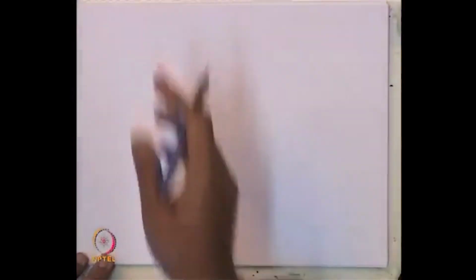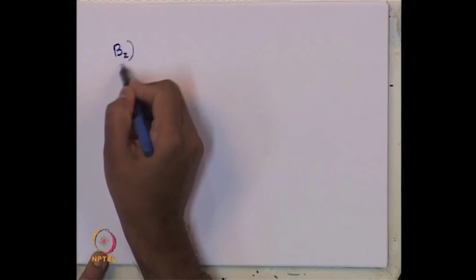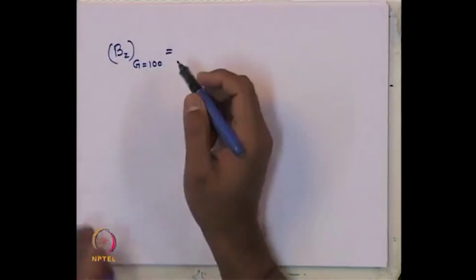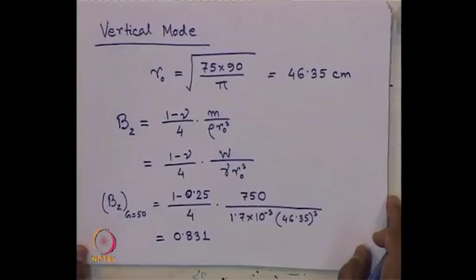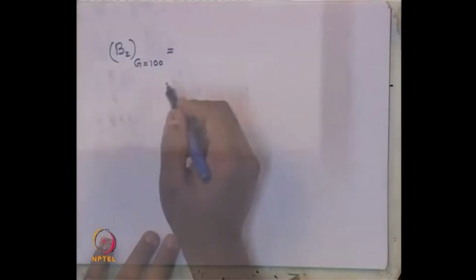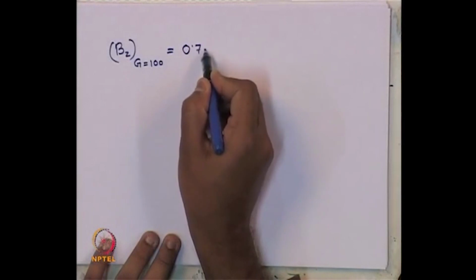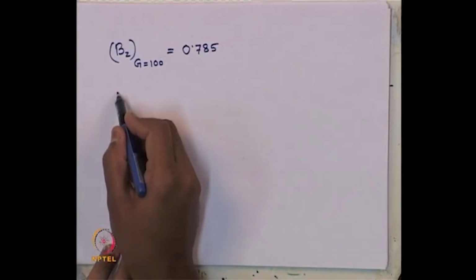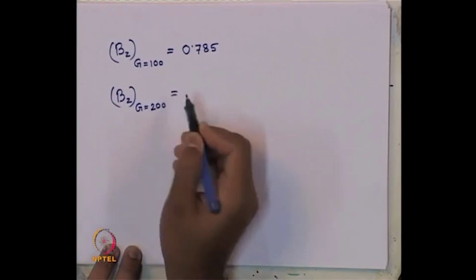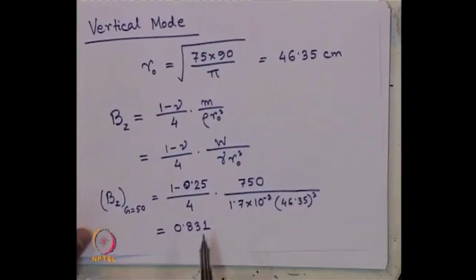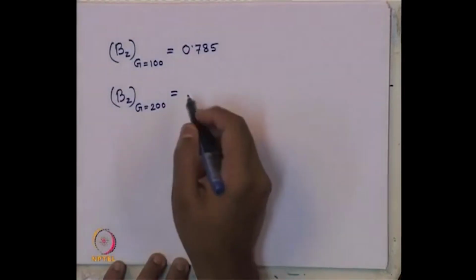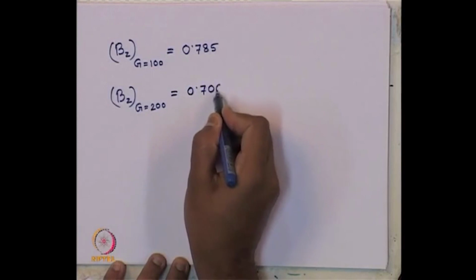Now, next 2 other types of soil for BZ with G equals to 100, we need to change which value? This will become 1.8, all other values remain same. So, if we calculate, it is coming 0.785, and BZ with G equals to 200. For that, in this expression this value will change to 2, hence the value is coming 0.706.